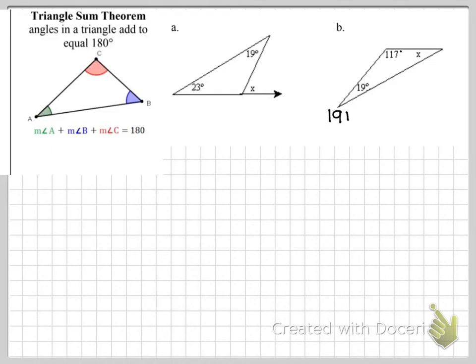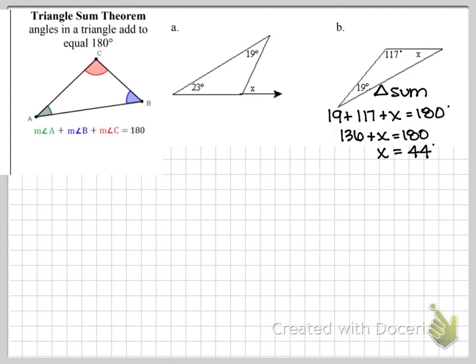take these angles and add them all together. That's going to be 180 degrees. Our reason is going to be triangle sum. And then go ahead and solve this equation. So I think that's going to be 136 plus x. Subtract the 36 from the other side. And I think that's going to give us 44 degrees.